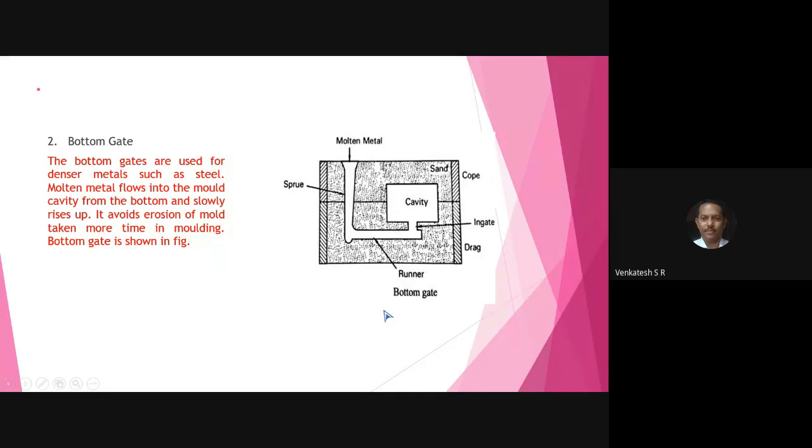Next, come to the point, bottom gate. The name itself indicates the mold cavity is filled from the bottom of the mold cavity. All of you observe here, this is the cope and this is the drag. The gating system is connected to the mold cavity from the bottom. Remember, the name itself indicates the bottom of the mold cavity is connected to the gating system. When you pour the molten metal from the sprue, it fills the elements of the gating system and fills the mold cavity from the bottom. That is called bottom gate.